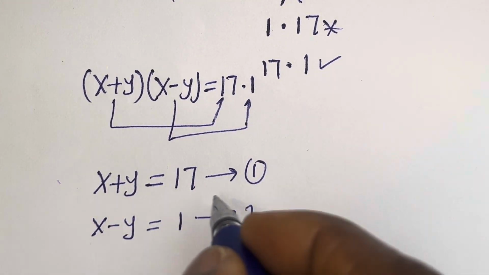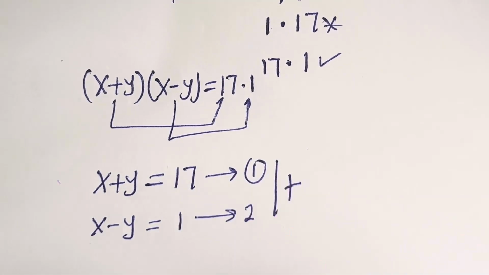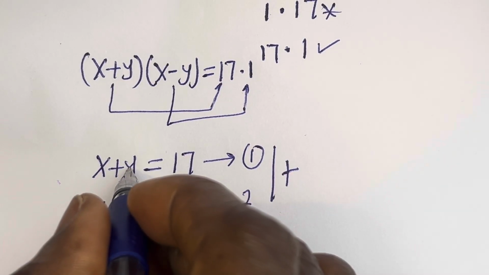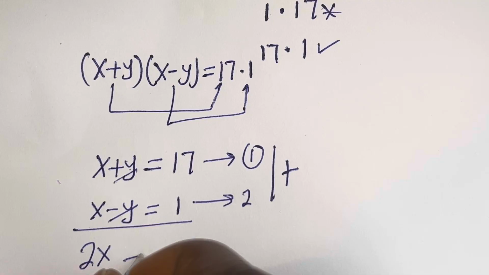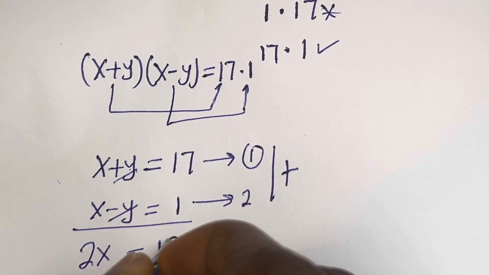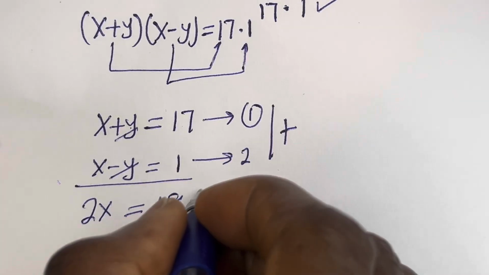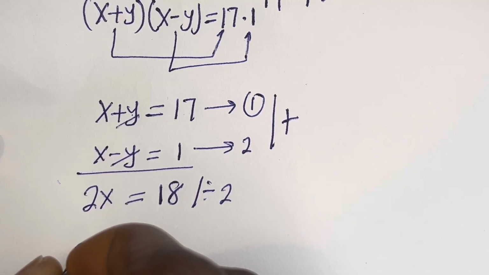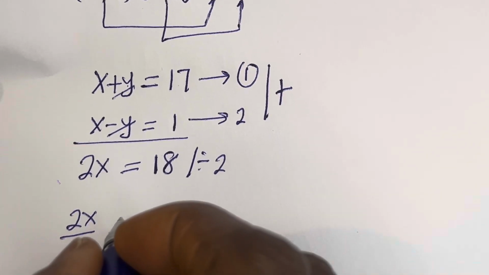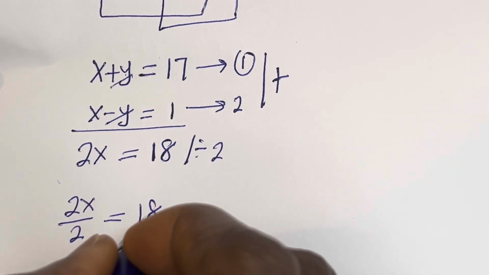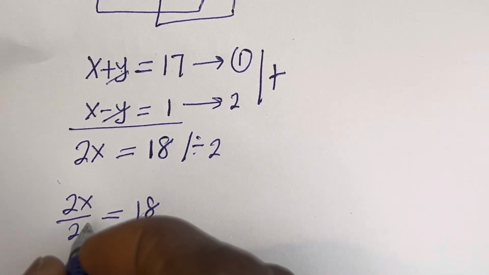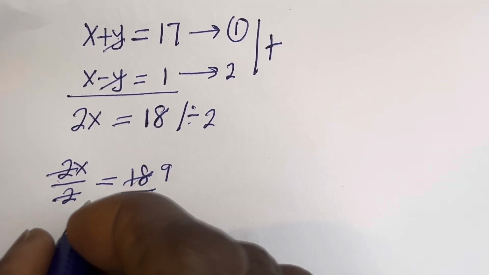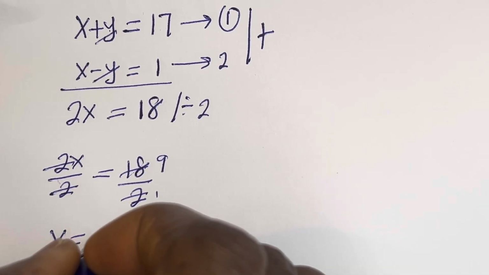Let's solve this using the elimination method by adding the two equations together. We have x plus x, this is 2x, plus y minus y, this will cancel this, is equal to 17 plus 1. That is 18. Let's divide both sides by 2. Then we have 2x divided by 2 is equal to 18 divided by 2. This will cancel this, 2 here 1, 2 here 9. Then x is equal to 9.